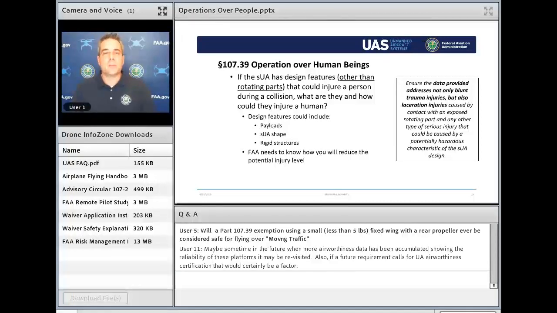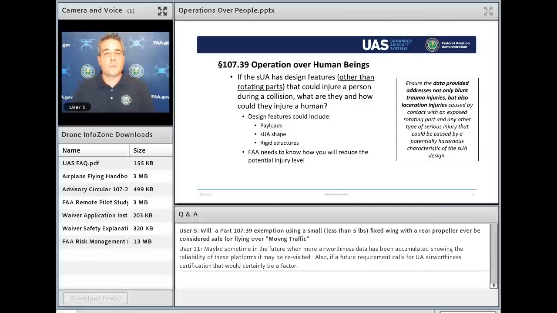So the data you're providing in terms of injuries is important not only for the rotating parts, the rotor blades that you have on your aircraft, but also the design of the unmanned aircraft itself. How could that potentially injure somebody?